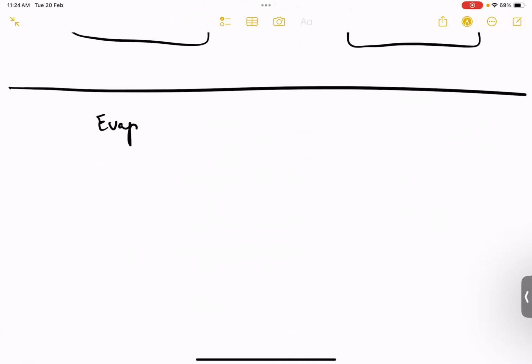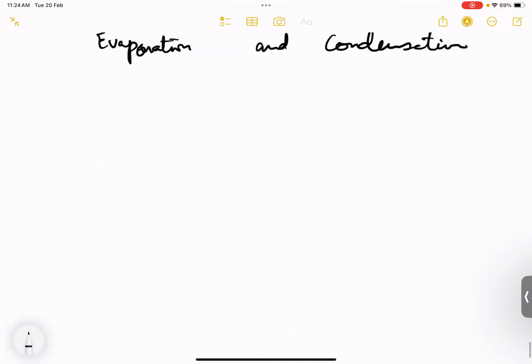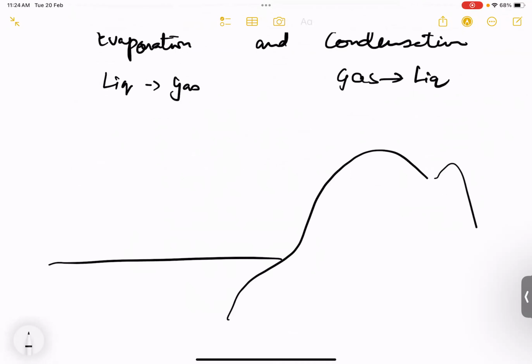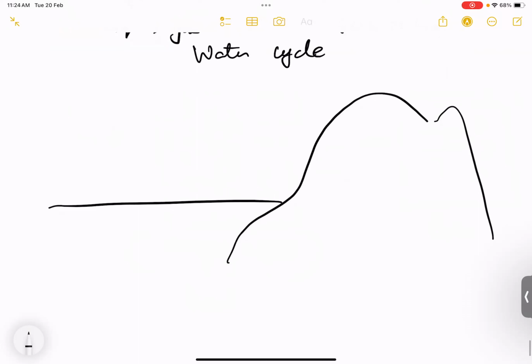The next thing that we need to do is evaporation and condensation in water cycle. So what exactly do we mean by evaporation? When liquid changes into gas, and condensation means when gas changes into liquid. So if I draw the water cycle for you, we have to understand what is the water cycle. The water cycle is a continuous never ending process of water undergoing different states of matter. So water exists in different forms.